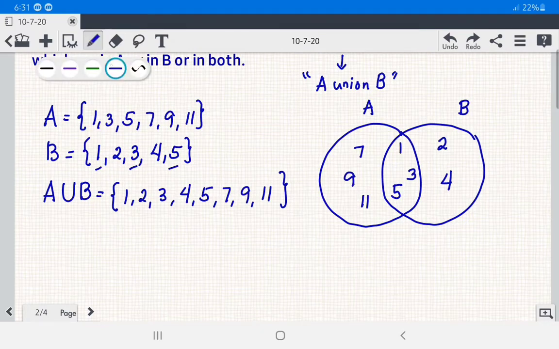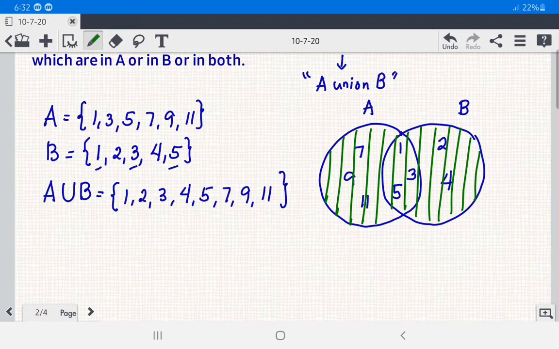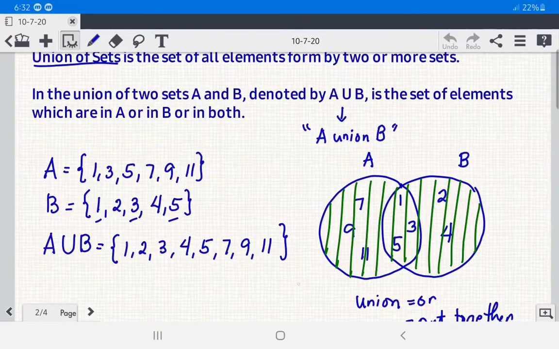So let us shade these two circles. All of the regions of the two sets, set A and set B, are shaded because union means or put together. Union means or put together. This is the illustration of the union of sets.